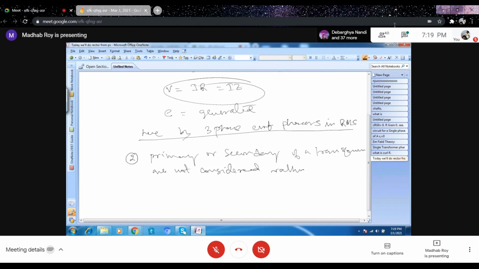Rather, we use high voltage or low voltage notation. So whatever may be the primary, whatever may be the secondary, which side is low and which side is high, that only is considered. Not the primary or secondary is considered. Anyone may be primary, anyone may be secondary.